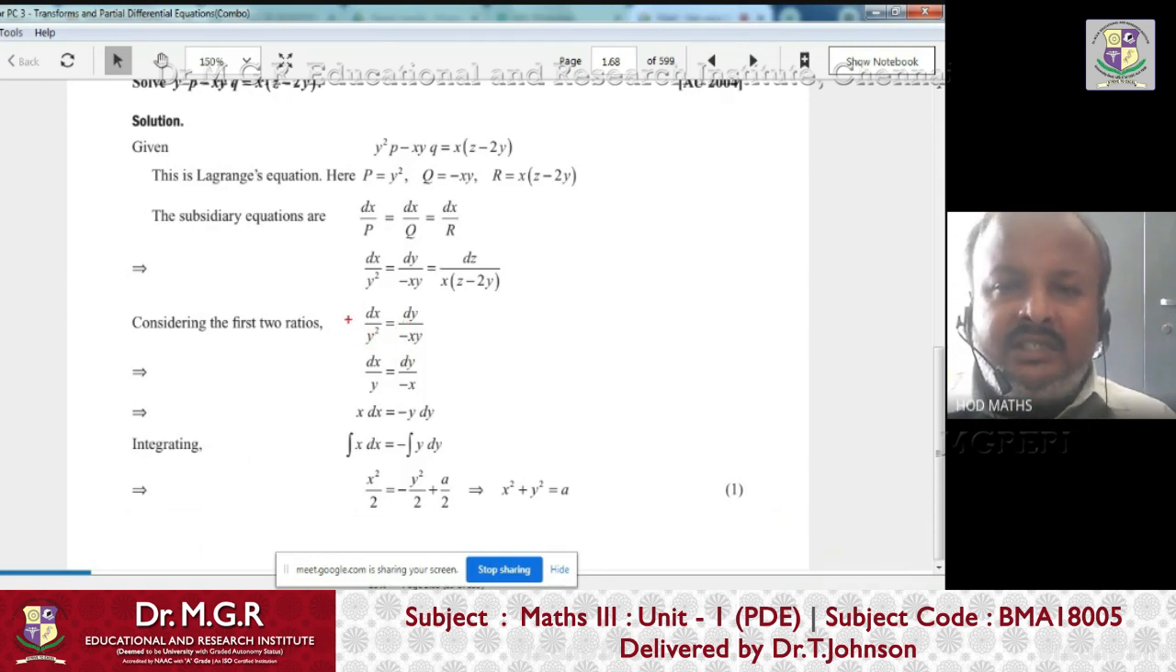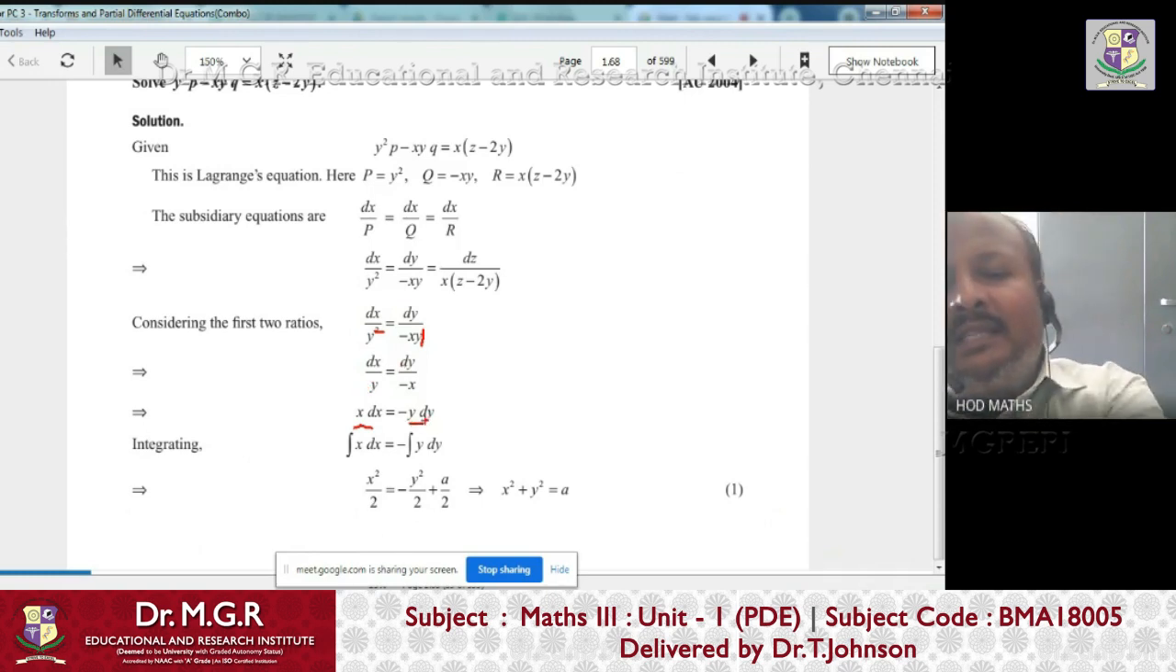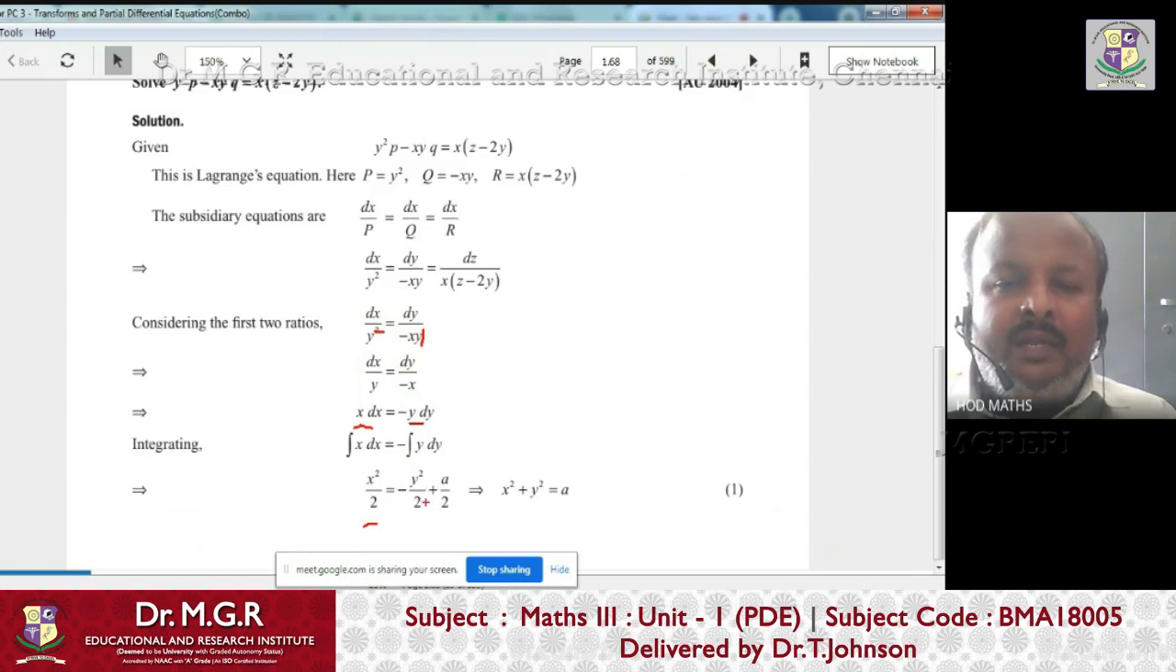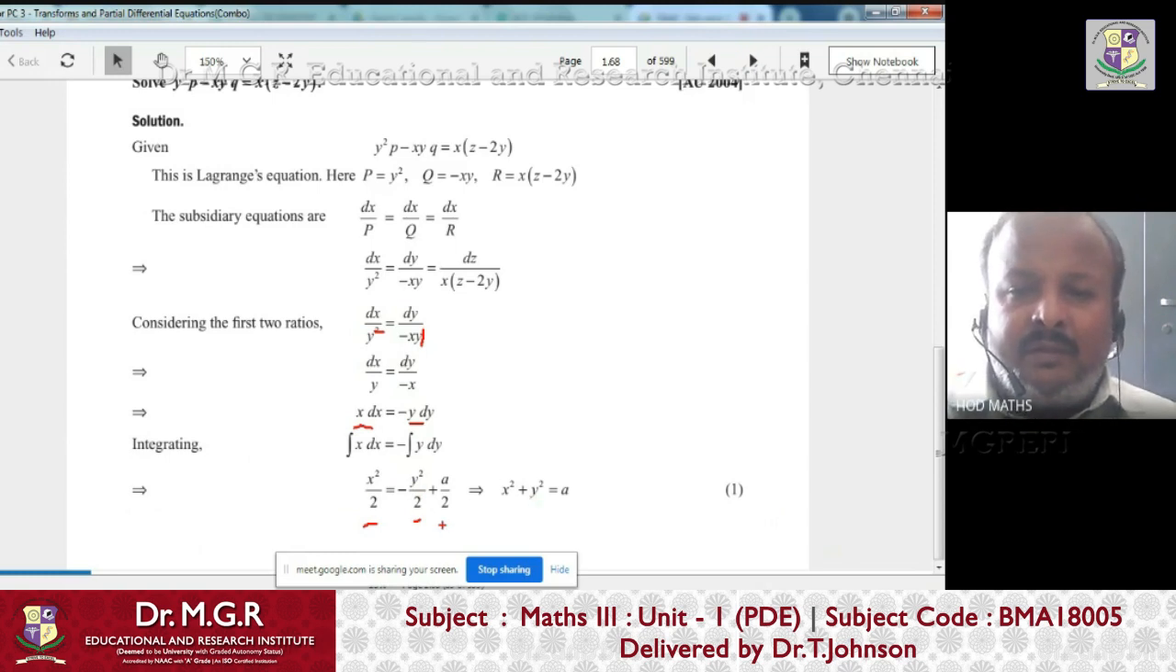So x goes this side, it becomes x dx. And if you take y square on the other side, already one y is there, this one y and this one y cancel. So you will get minus of y dy. So x goes this side, it becomes x dx, and y goes this side, it becomes minus y dy. And if you integrate x, it becomes x square by 2. Integrate y, it becomes y square by 2, but minus sign is there. So this y comes this side, it becomes x square plus y square by 2, right? And here they put a by 2 also here, right?